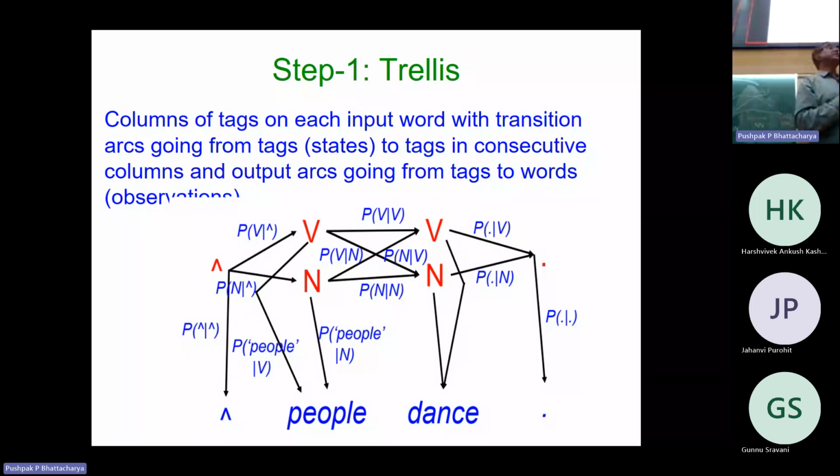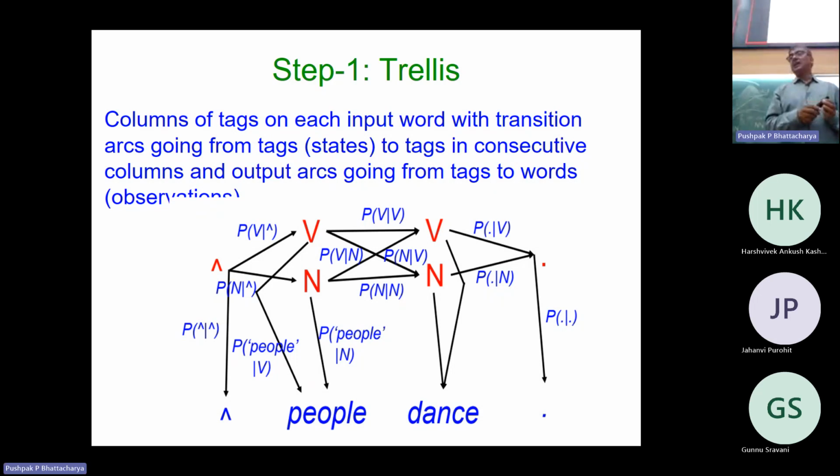This completes the whole trellis. Though it's a very simple example, this captures the essence of a trellis construction. You can create a trellis for any length of sequence. Even if a sentence is 150 words, you can easily construct the trellis.